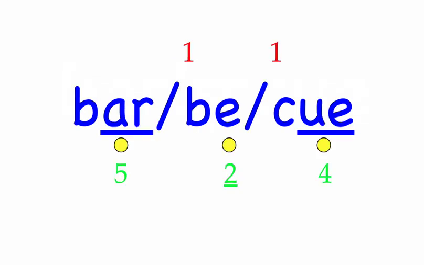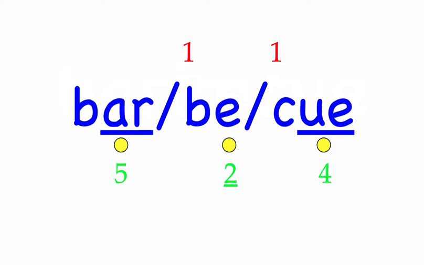Bar-be-cue. Mark the word. We underline the 2 under the E in the middle syllable because E here is representing its short sound, which is an exception to vowel group 2, which would normally indicate the long sound.